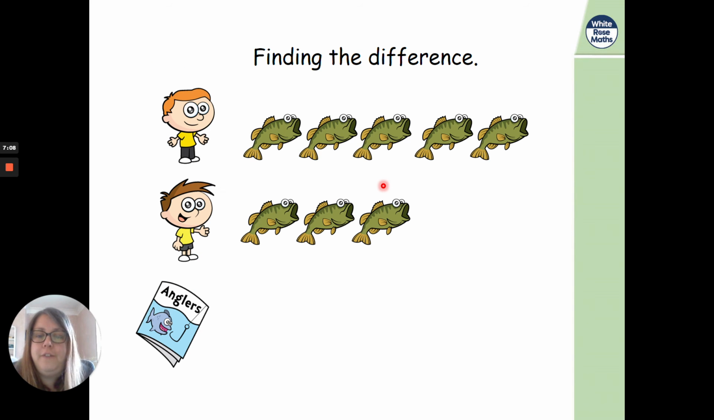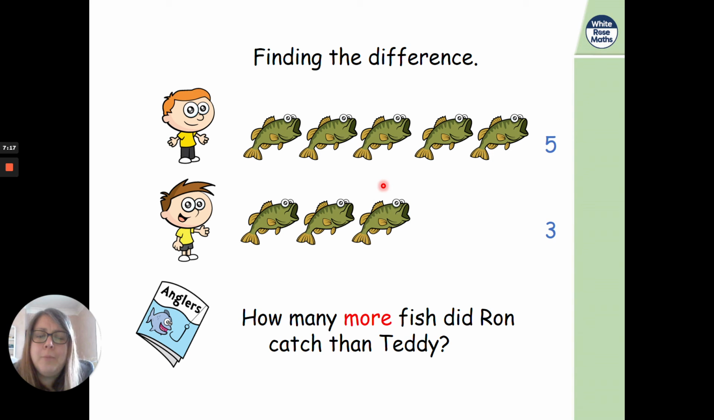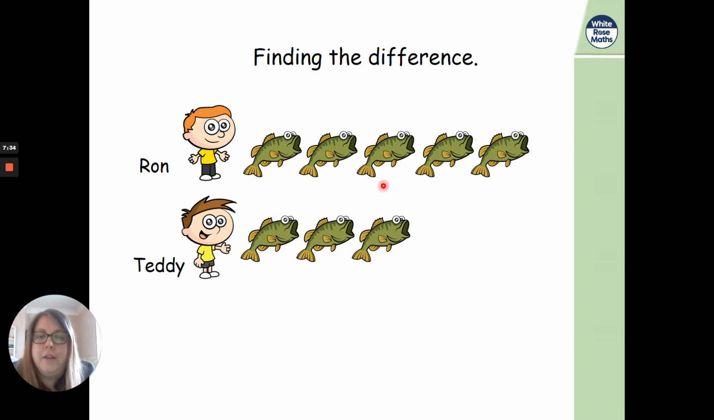So let's have a look at these fish then. 2, 3, 4, 5. He's got 5 fish and he's caught 3 fish. How many more fish did Ron catch than Teddy? So have a little think. Maybe pause the video if you need to. How many more fish did Ron catch than Teddy? It's 2, isn't it? Because he's got 2 more than Teddy. Okay, Teddy, not Freddie, silly Miss Creaser.